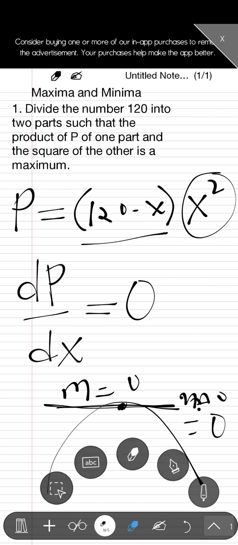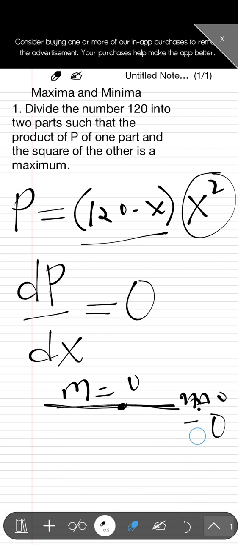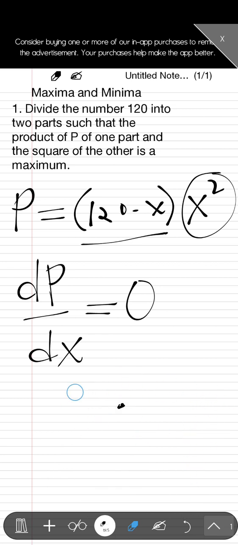Okay? So, yun ang target natin, no? We have to find dP over dx, then equate to 0. Okay?